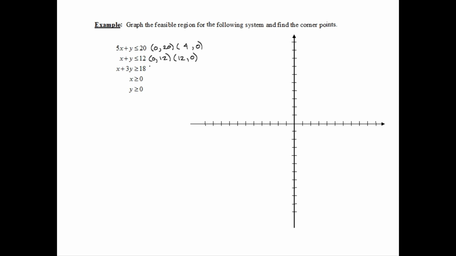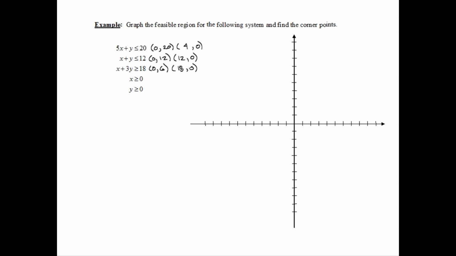Now move to the third equation. Setting x equal to 0 to find the y-intercept. So we think of this term as disappearing. That gives me 3y equals 18, so y is 6. Now we think of setting the y equal to 0. So now we get an x-intercept of 18. So just like that, we have a bunch of ordered pairs here.